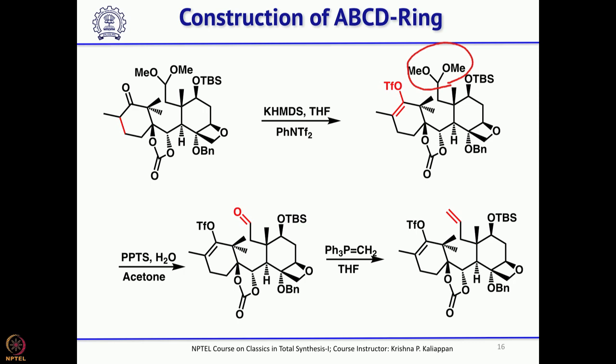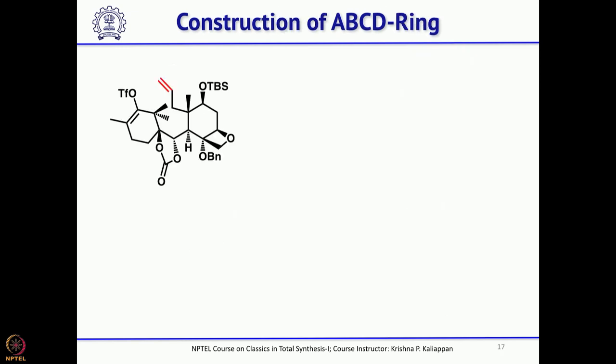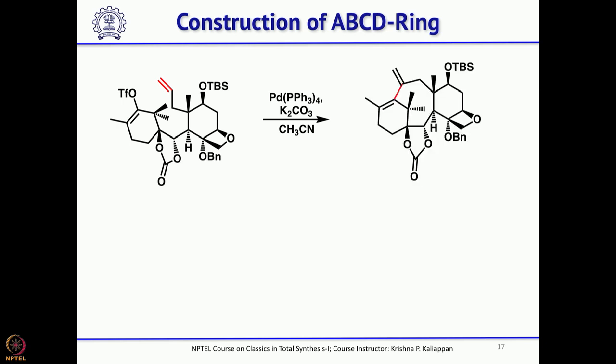So now you see the key intermediate is there, and a successful intramolecular Heck cyclization between this vinyl triflate and the double bond should give an 8-membered ring with the exocyclic double bond. Okay, so that is what happened. You take the vinyl triflate and treat it with tetrakis(triphenylphosphine)palladium. As you know, this is a very interesting reaction, and you got a decent yield of this 8-membered ring. Okay, this intramolecular Heck cyclization gave this 8-membered ring.